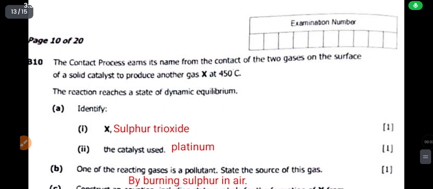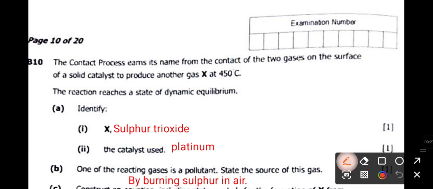Question 10. The contact process earns its name from the contact of the two gases on the surface of a solid catalyst to produce another gas X at 450 degrees Celsius. The reaction reaches a state of dynamic equilibrium. Dynamic equilibrium is a state reached when the rate of the forward reaction is equal to the rate of the backward reaction. Okay. The first question says identify number one, X.